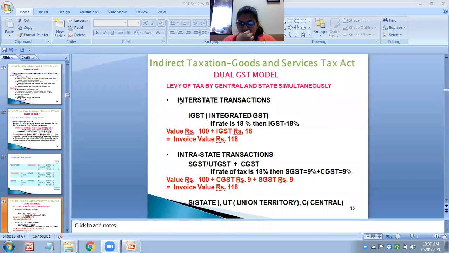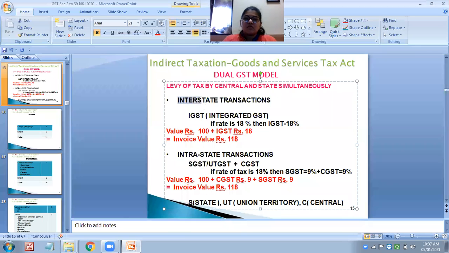Now, the very important thing which we need to understand over here is interstate transaction and intrastate transaction. Can anybody explain to me the concept of interstate and intrastate? Very important. What do you mean by interstate and intrastate? You can unmute yourself and give me the answer. I've given this option to you all.